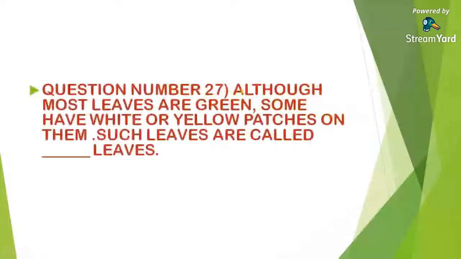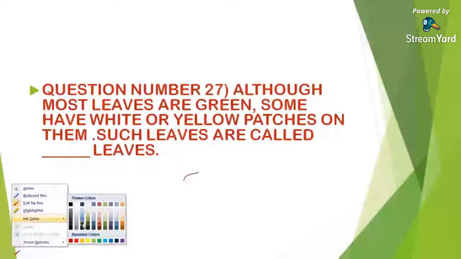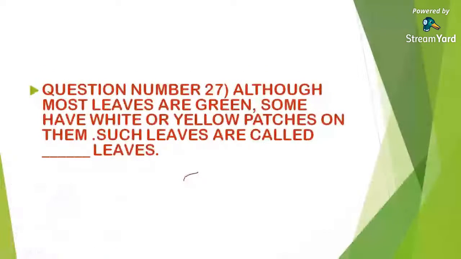Next question. Question number 27. Although most leaves are green, some have white or yellow patches on them. Such leaves are called dash leaves. So generally what we see is that the leaves are green in color. When you have to draw also, you draw a leaf with green color. But sometimes you must have seen in the garden that some leaves are not exactly green. You find yellow or white patches on them. So that type of leaves are called what?